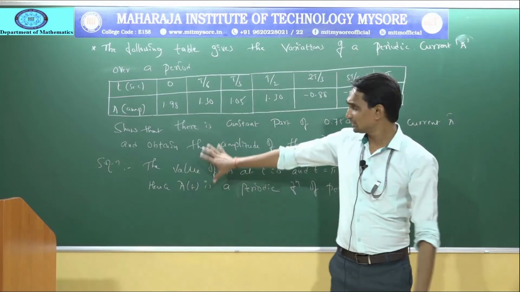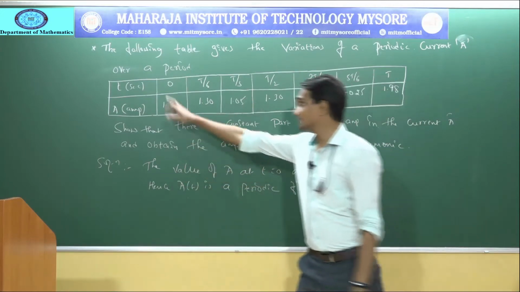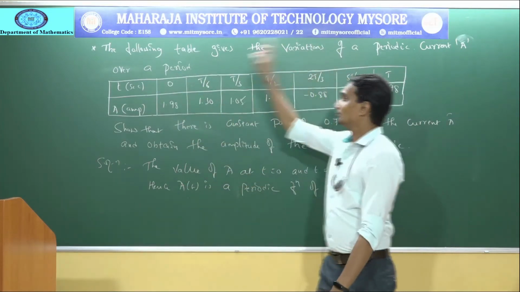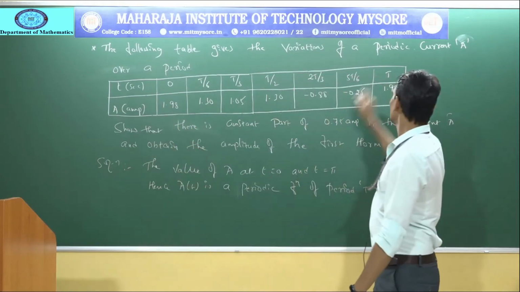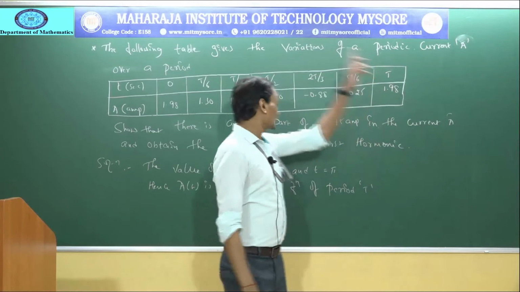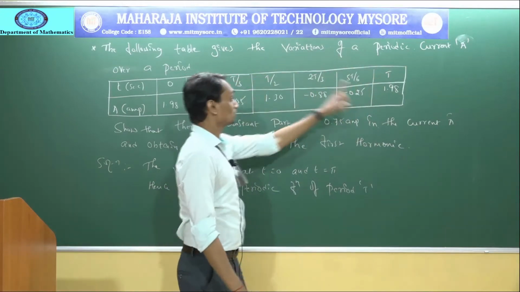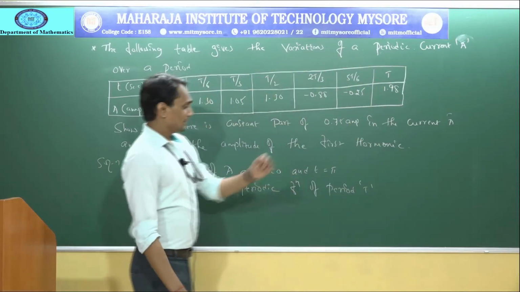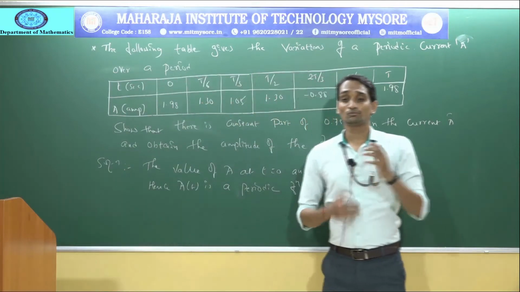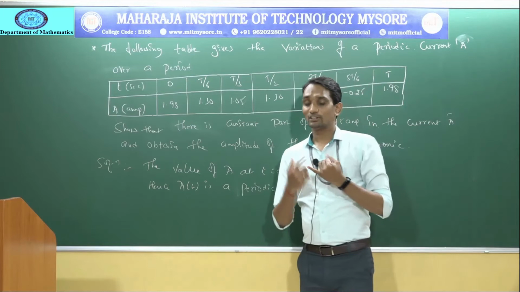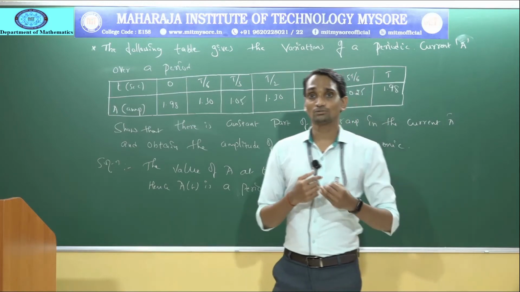Generally we need to write these values, that is where t lies between 0 to T. When t equal to 0, we have A is 1.98, and t equal to capital T, A is equal to 1.98. Here the given question is first harmonic analysis. First harmonic analysis means the values we need to calculate are A0, A1, B1. These three values we need to calculate.